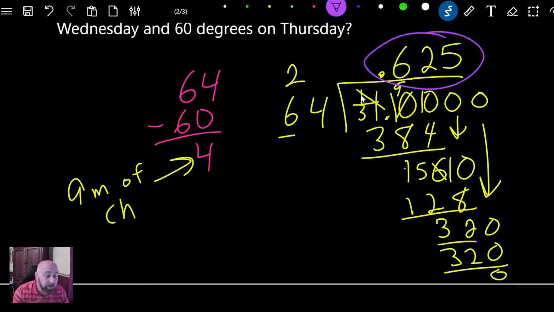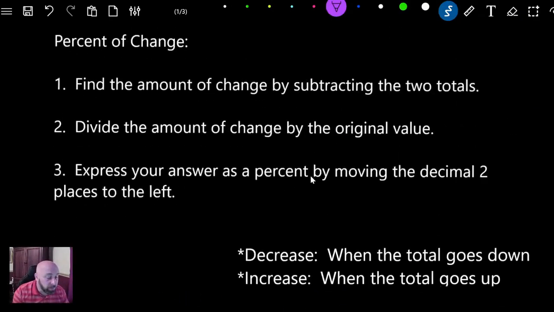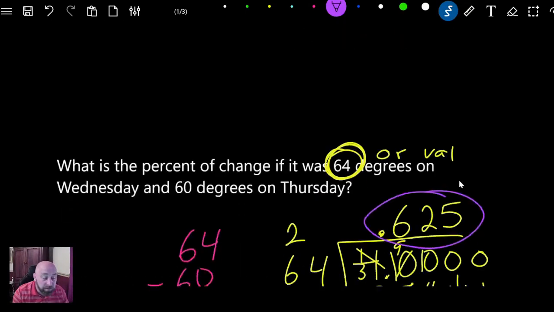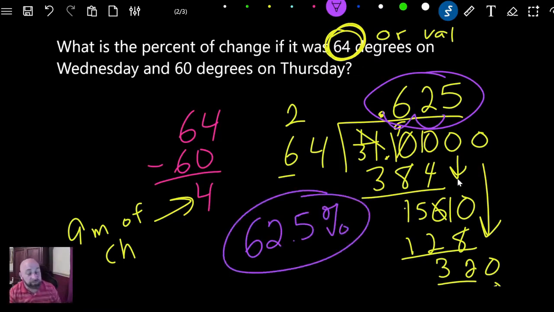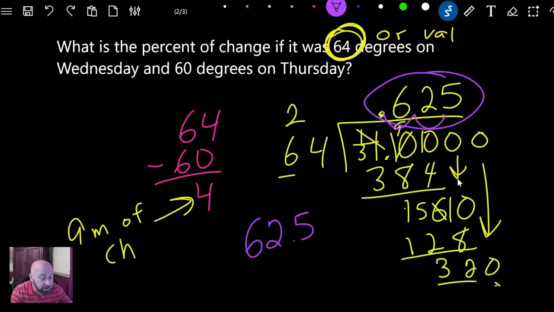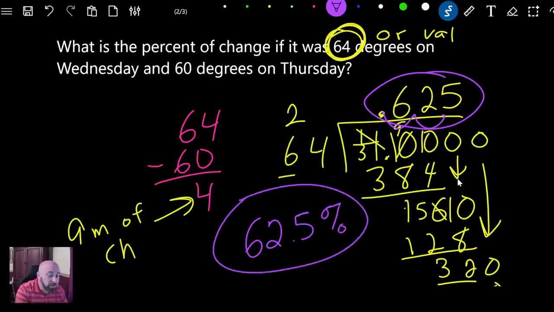Not quite. Not quite. We have one more step. Let's go back to our step. Express your answer as a percent by moving the decimal 2 places to the left. 1, 2, 62.5% is our answer. Percent sign got a little weird on me there. So there we go. All right. 62.5% is our answer. And that is the percent of change.